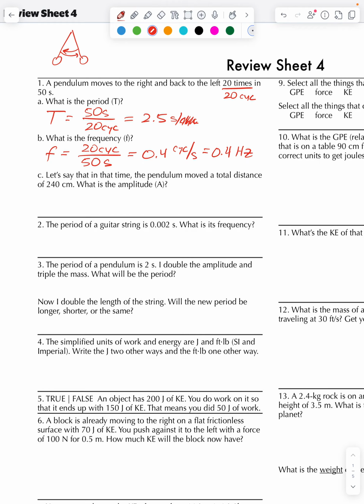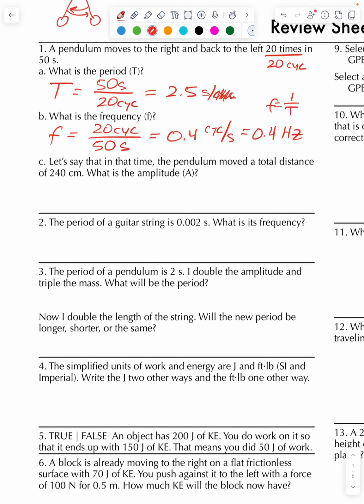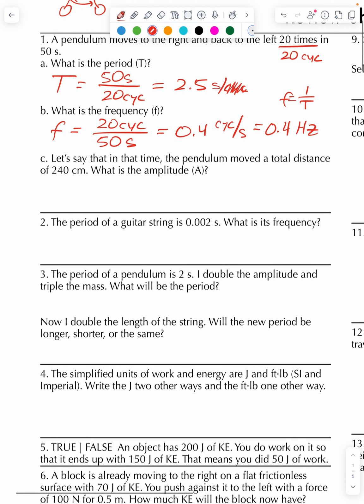Now, there's another way to get the answer for frequency, which I'm going to use in number 2, so I'm not going to redo it. But remember that the frequency and the period are reciprocally related. So if I knew that the period was 2.5 seconds, I just take the reciprocal of that, and that's the frequency. All right, so remember how to get those things. There'll probably be one question about frequency and period there.